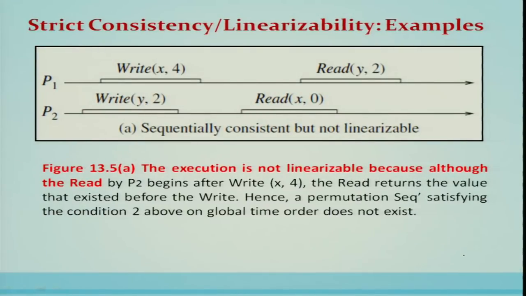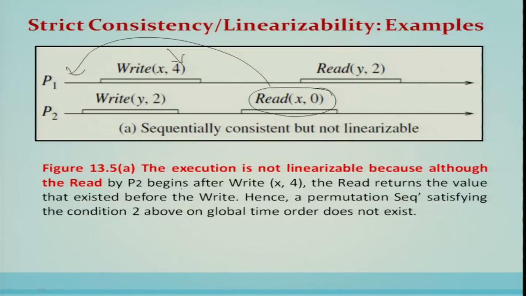Strict consistency or linearizability example: we can see over here that in this particular figure the execution is not linearizable because the read by P2 here gives the value 0, although the most recent write of X is 4. It is taking not the most recent value but the old value, where X was 0.